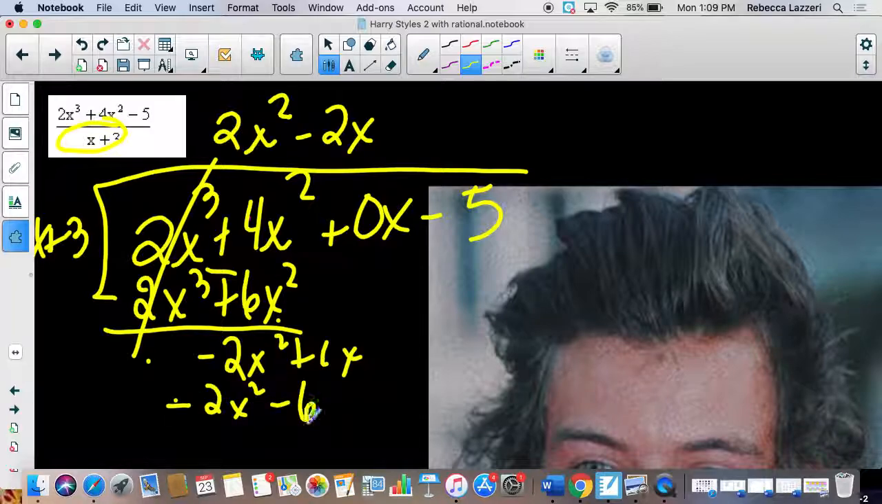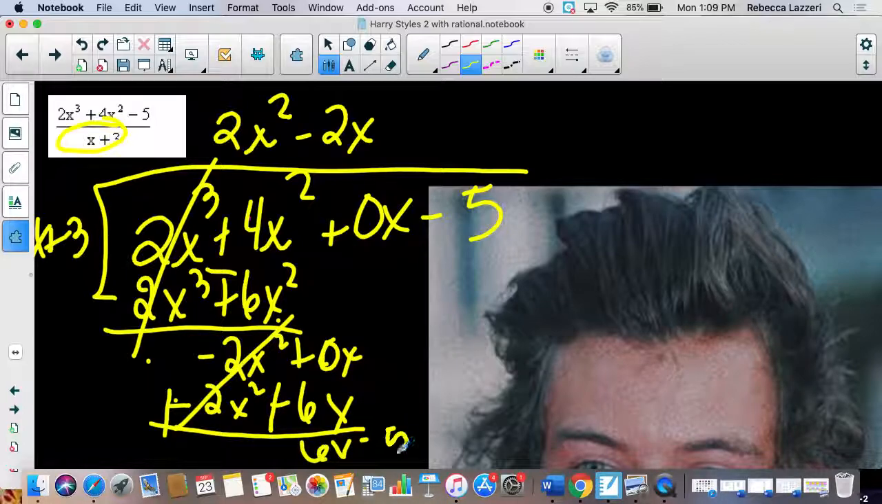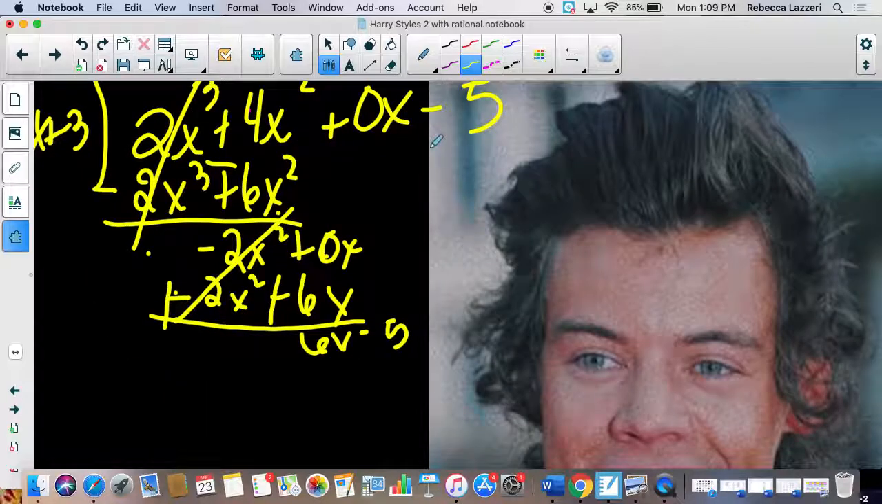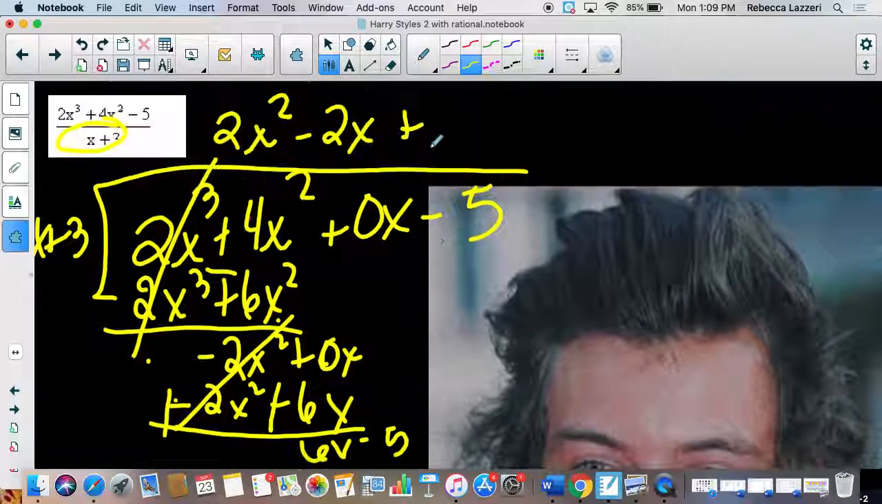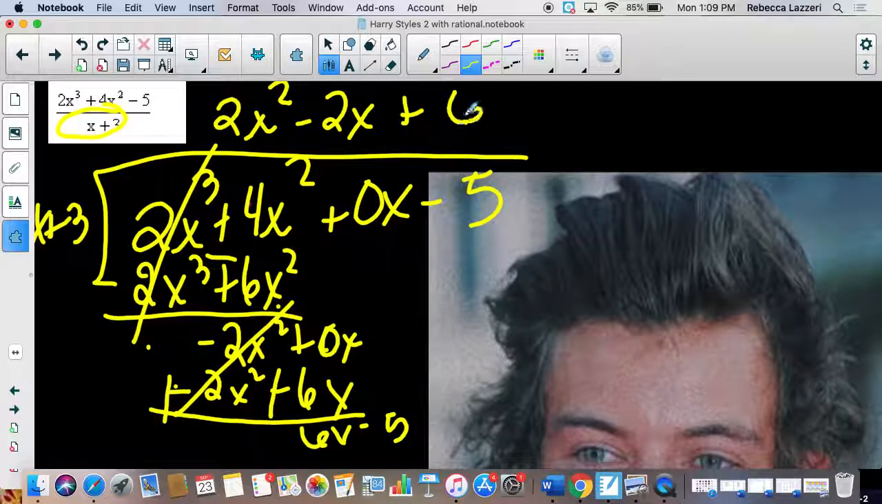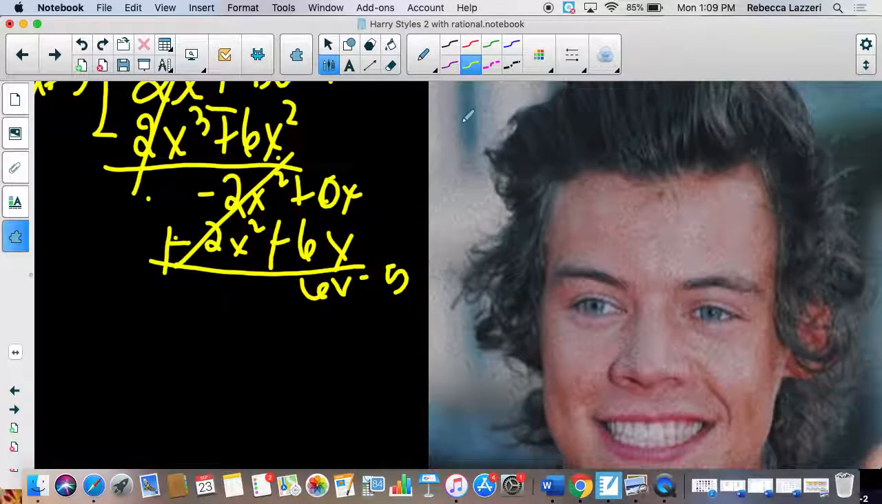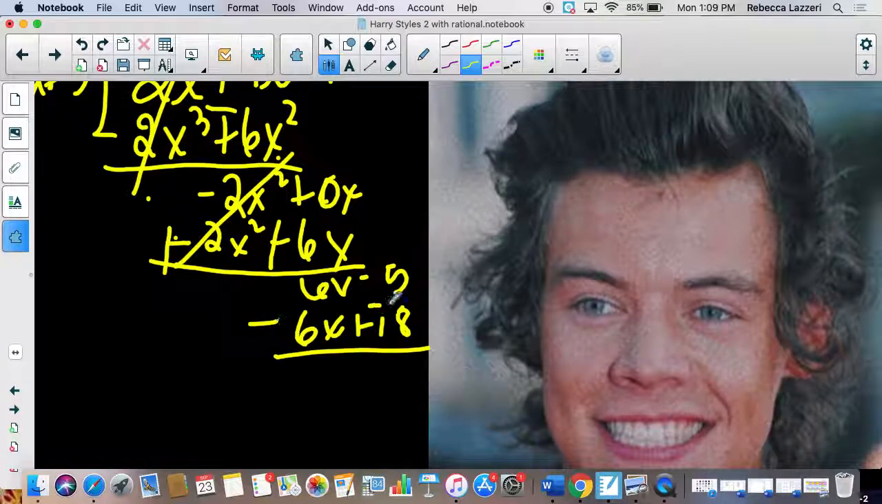minus 6x. Oh, this one's weird. Oh, this is a 0. Okay, because I brought down 0x. Then I'm going to subtract, so that's plus, and this one's plus. Cancel, and I have 6x minus 5. So I need a 6, and that gives me 6x plus 18. Then I subtract. That cancels, and I think my remainder, if I did it right, is negative 23.